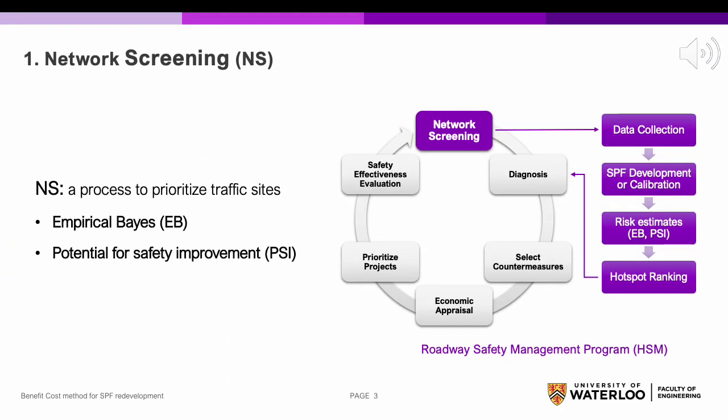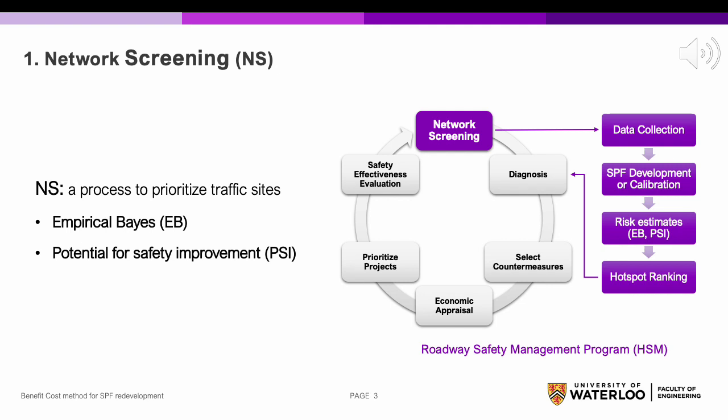Okay, so network screening is the first step in road safety management program that is presented in Highway Safety Manual, or HSM. It is basically a process to prioritize different traffic sites such as intersections or roadway segments for more detailed safety evaluation that is performed in the next steps of road safety management program.